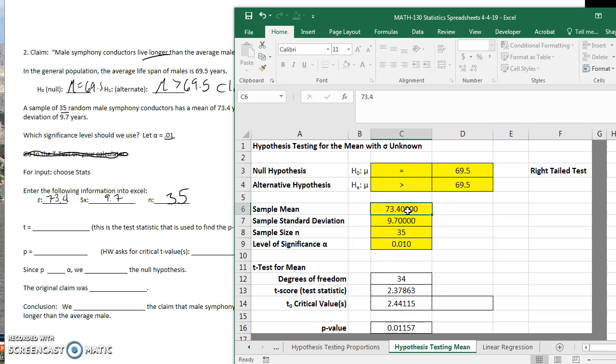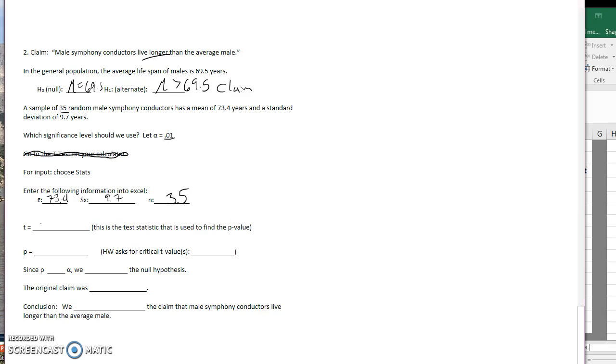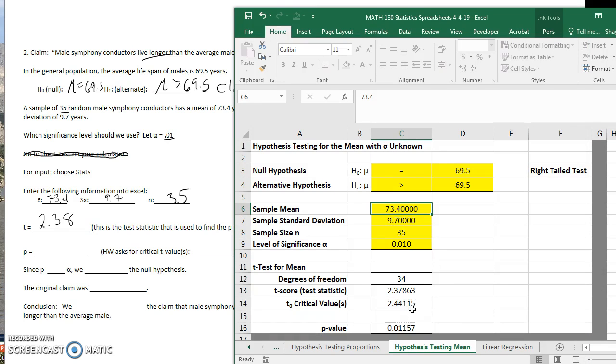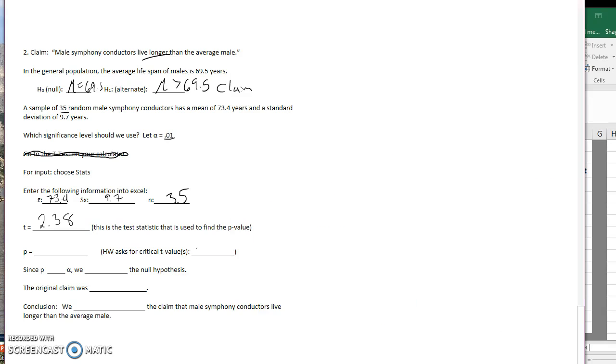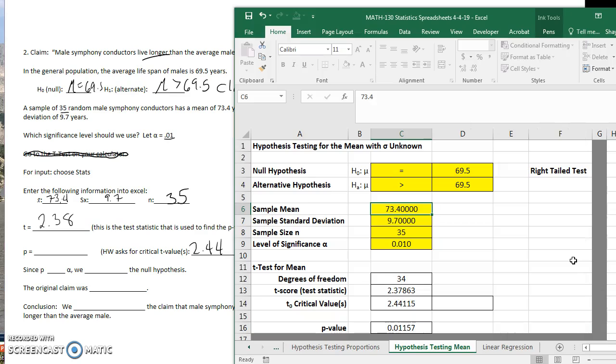So with that value, we get a t value of, it looks like 2.38, our test statistic. If we needed a critical t value, that would be 2.44. And then our p value, this is why we need to take this out 4 decimal places, 0.0116.